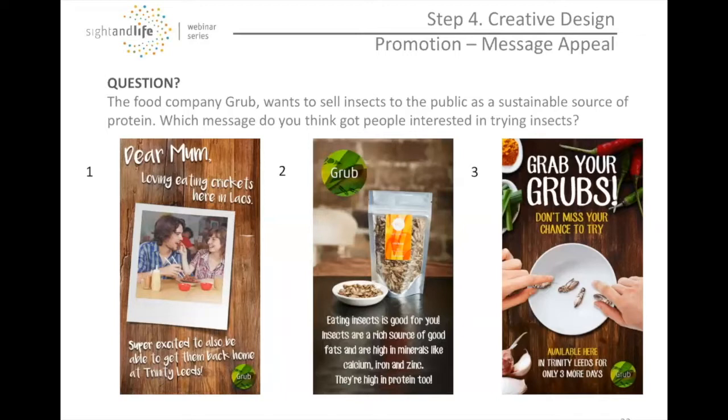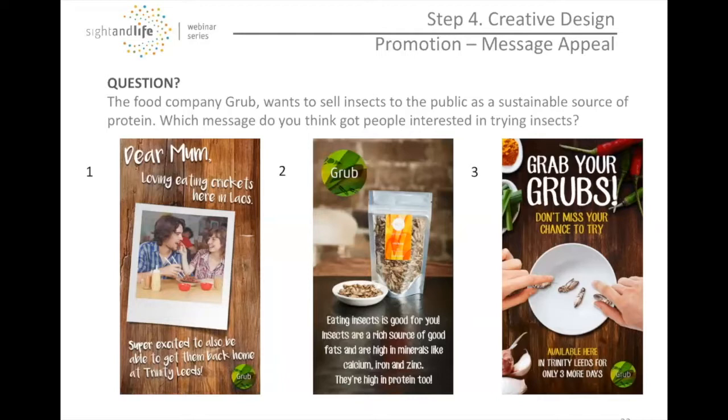The second message uses a rational appeal. It uses rational reasons for eating grubs, such as their nutritional value and sustainability. And the third message focuses on scarcity and the aversion of loss, telling people that they might miss out by not trying the insects. Now, just by looking at these 3 messages, just have a think which message you believe attracted the most number of customers to actually try the insects.